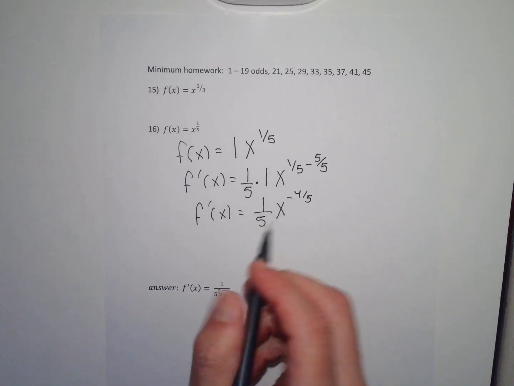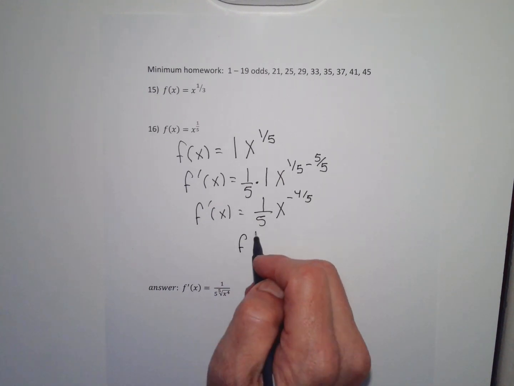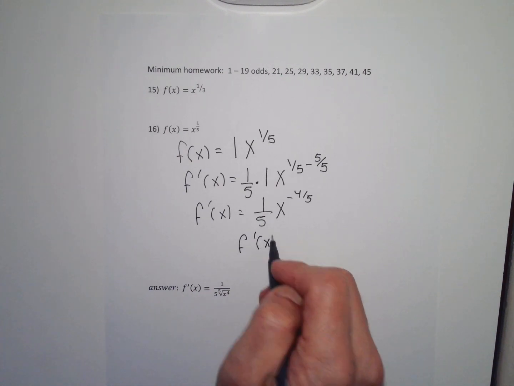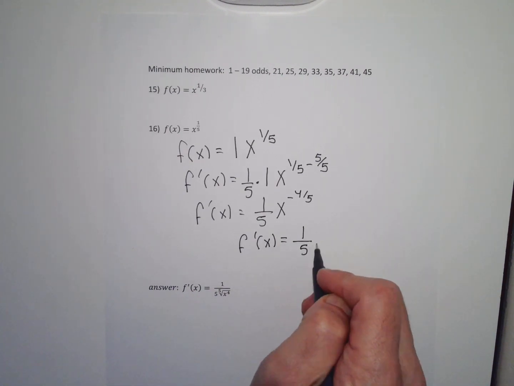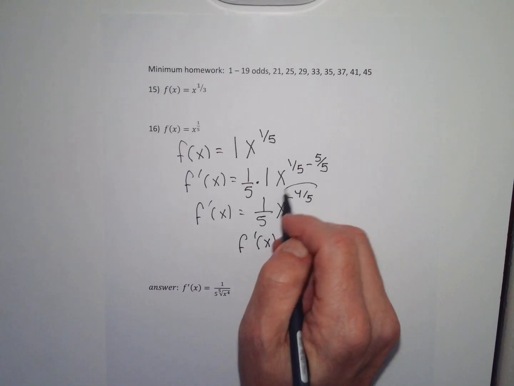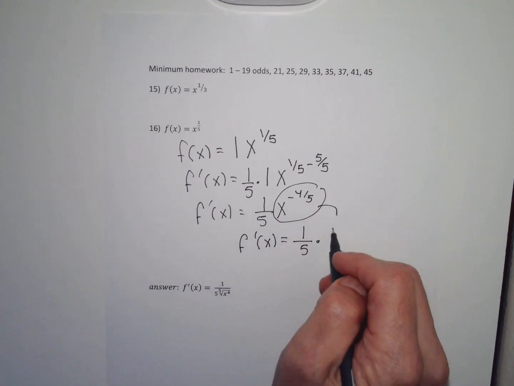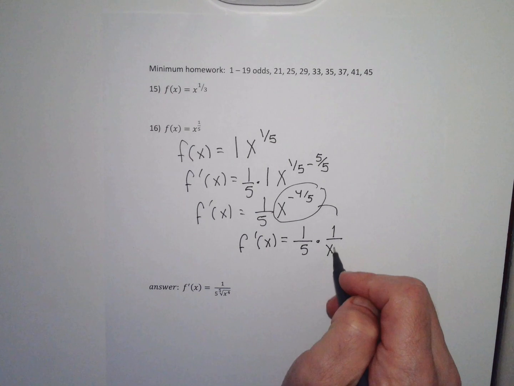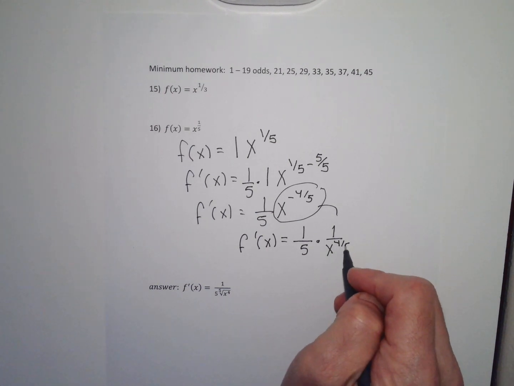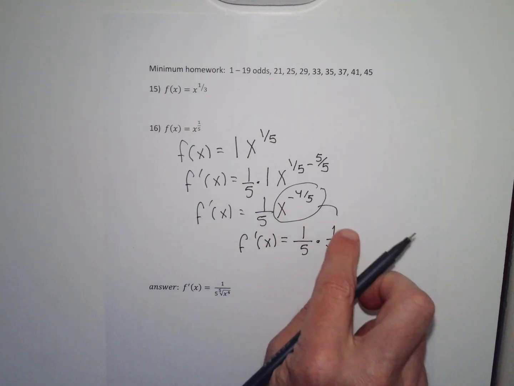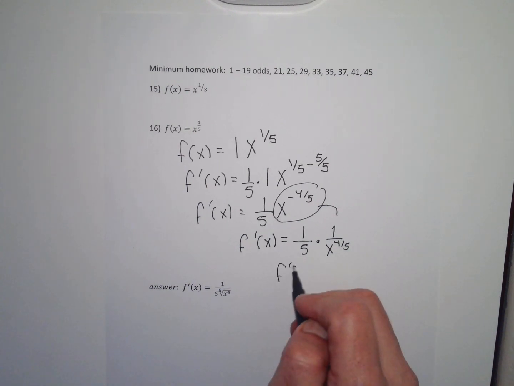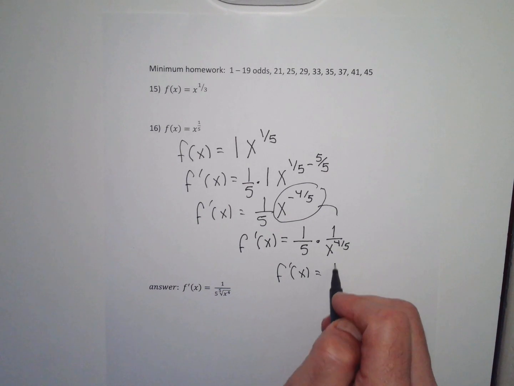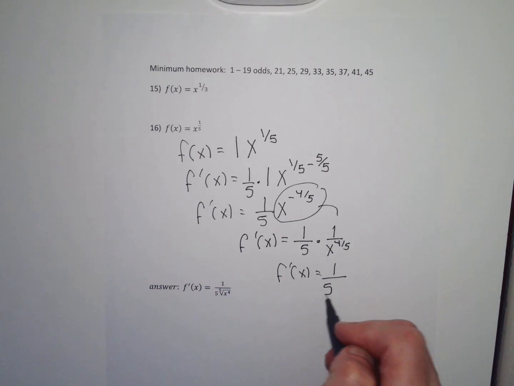I don't know how much algebra to show here. I would just generally write this negative exponent next to the 5 in the denominator, but technically this negative exponent can be written as 1 over x to the 4/5 power. Anytime I have a negative exponent, I can rewrite it with a positive exponent if I slip a 1 in the numerator, so that this derivative is really 1 over 5x to the 4/5 power.